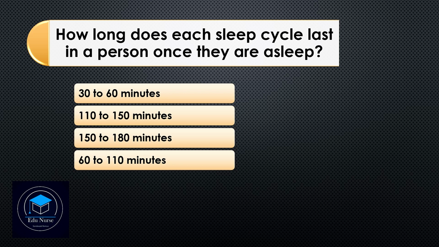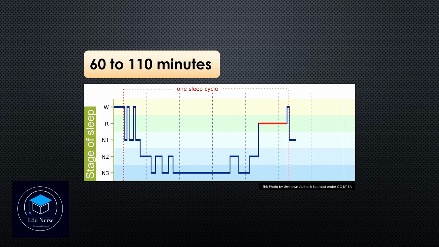So now let us see the next question. How long does each sleep cycle last in a person once they are asleep? The options are 30 to 60 minutes, 110 to 150 minutes, 150 to 180 minutes, 60 to 110 minutes. And the answer is 60 to 110 minutes.